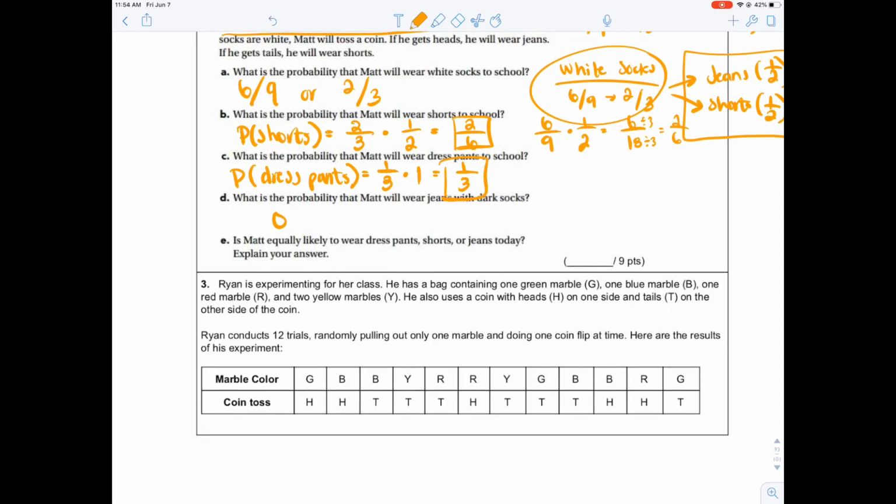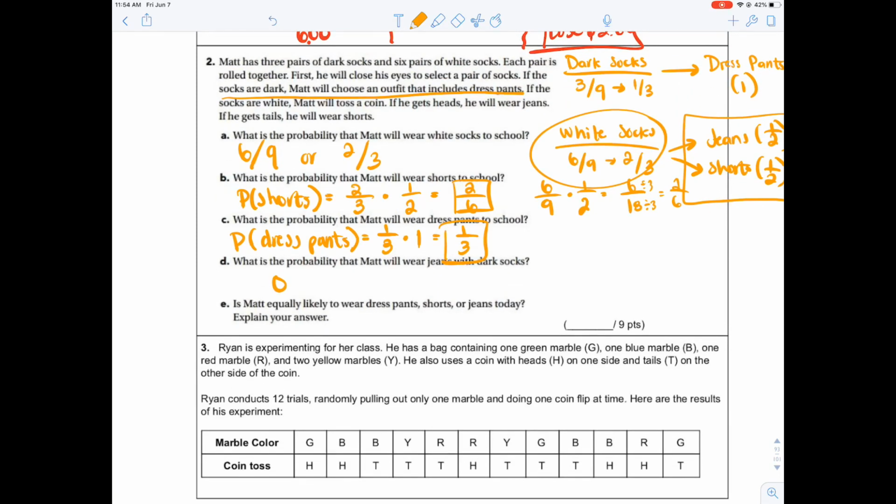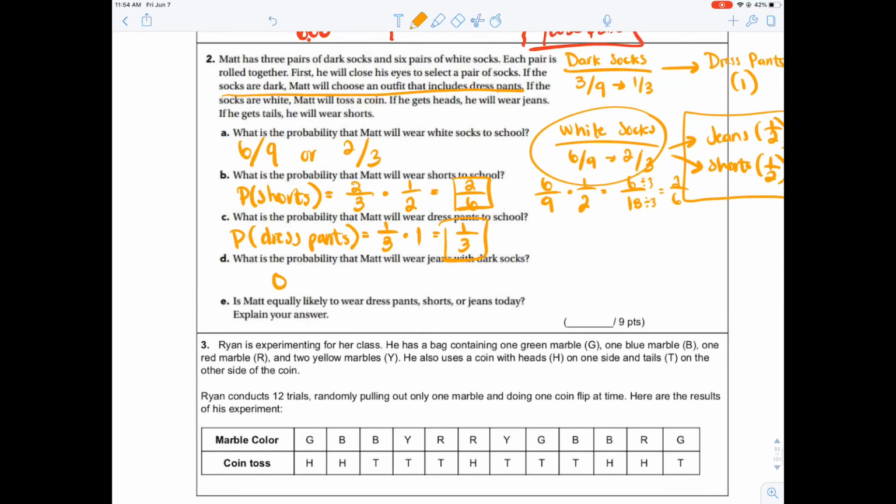Is Matt equally likely to wear dress pants, shorts, or jeans today? Explain your answer. So let's take a look at our probabilities here. Dark socks and dress pants, we did 1/3 times 1, which equals 1/3. So this is dress pants. I'm going to change colors here. Purple is going to be shorts. We said the probability of shorts is 2/3 times 1/2, and that was 2/6, or it simplifies to 1/3. Hey, look at that. Check mark there.